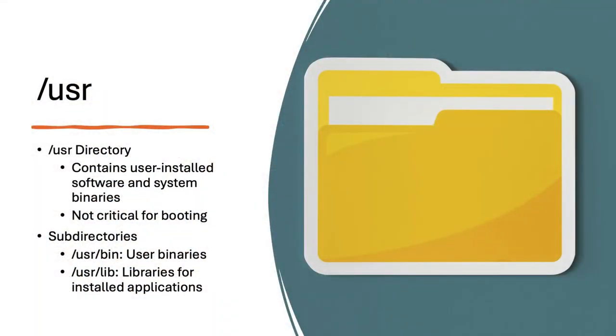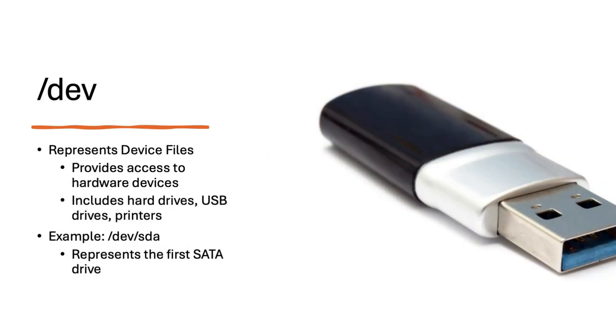The /usr directory contains user-installed software and system binaries that are not critical for booting. It includes subdirectories like /usr/bin for user binaries and /usr/lib for application libraries. The /dev directory represents device files, providing access to hardware devices like hard drives, USB drives, and printers. For example, /dev/sda represents the first SATA drive.